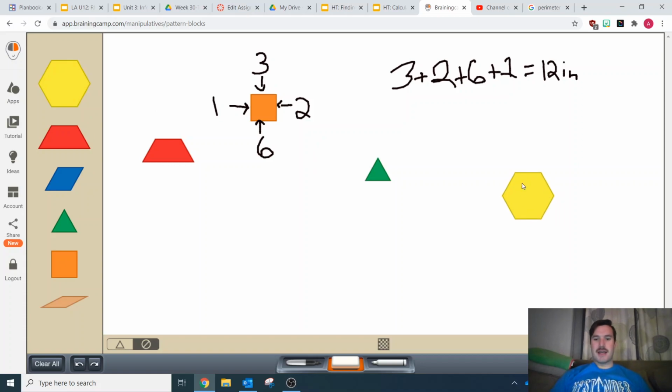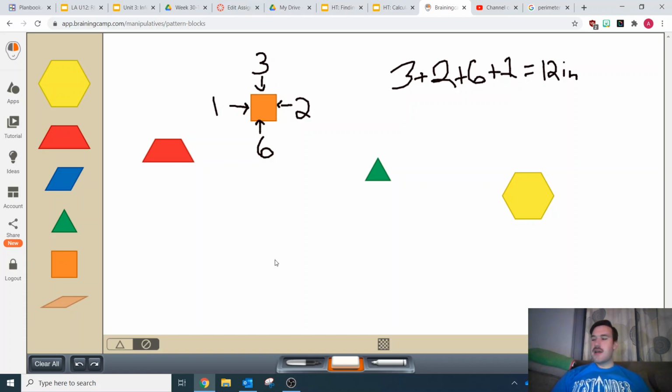So this is a hexagon. And a hexagon is 1, 2, 3, 4, 5, 6 sides. So you would be adding 6 different numbers to get the perimeter, the distance that it takes to go all the way around. So perimeter is the distance around an object or a shape.